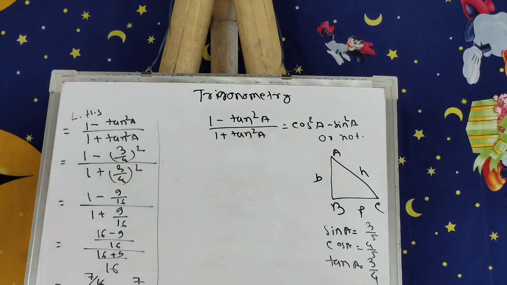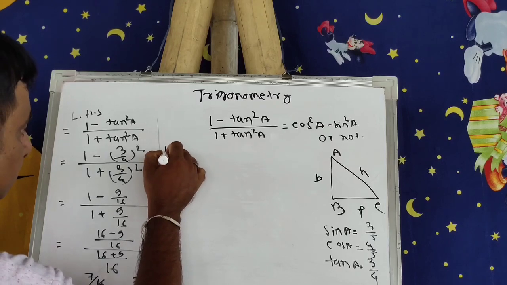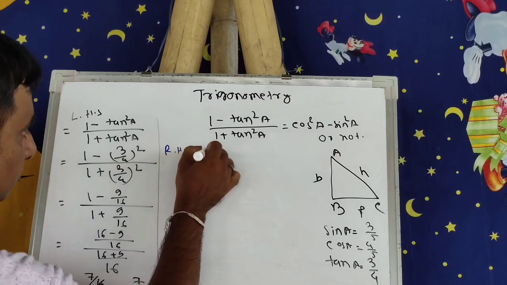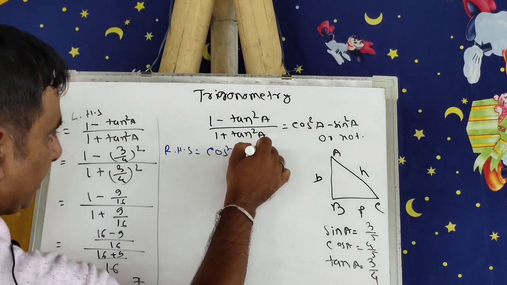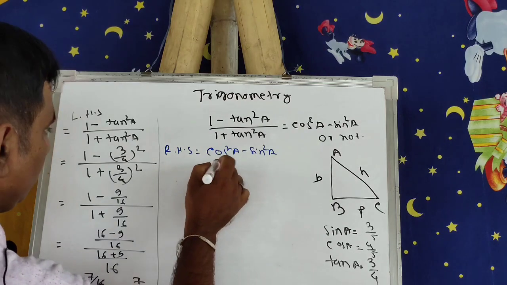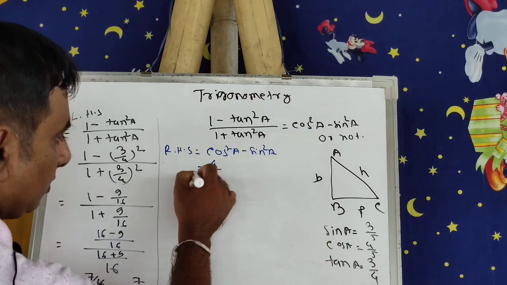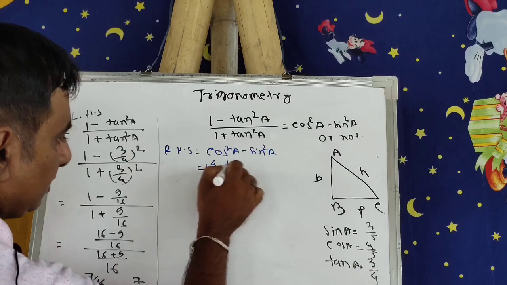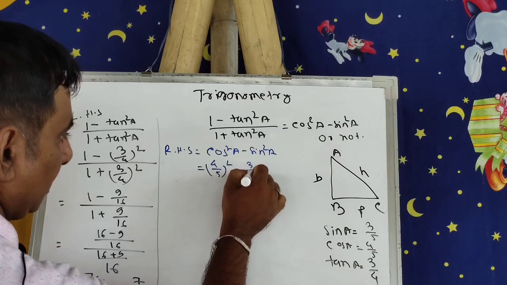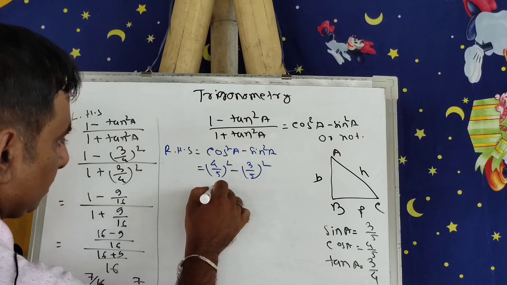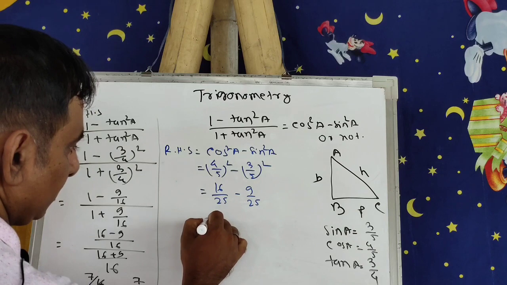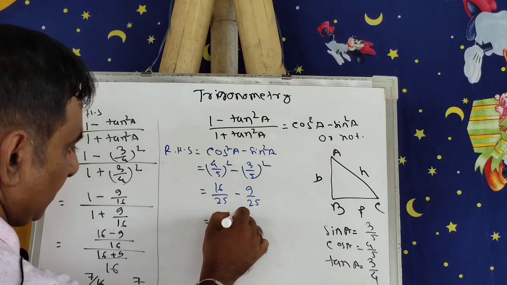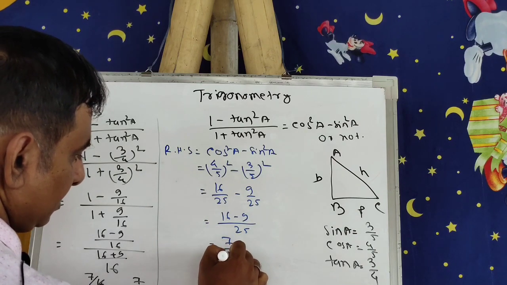So, RHS, Paul please take out this. Okay. Now, RHS: cos square A minus sin square A equal to, what is the value of cos A? It is 4 by 5 whole square minus sin A, 3 by 5 whole square, is equal to 16 by 25 minus 9 by 25, equal to 16 minus 9, that is 7 by 25.